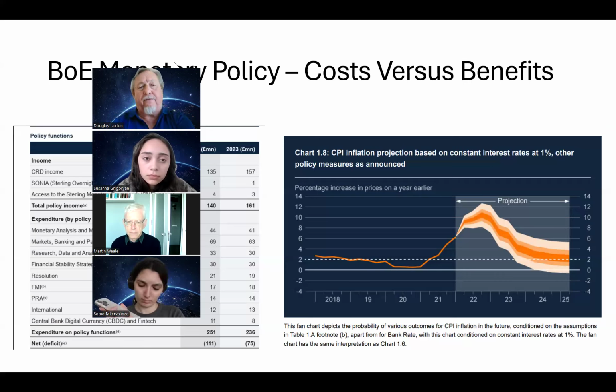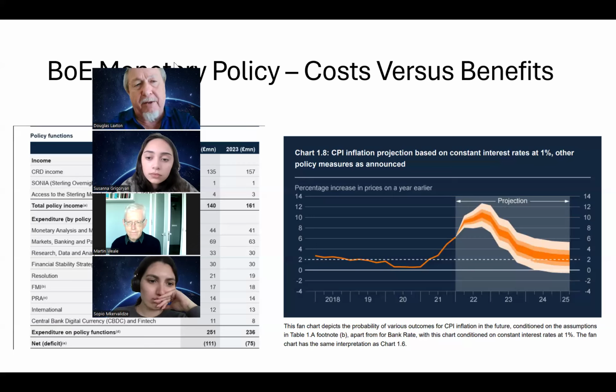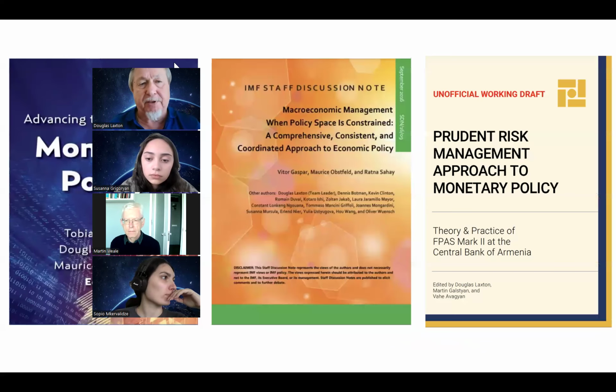I'm going further. I'm saying it's not just a problem with transparency. It's just wrong. It's not consistent with how we explain what monetary policy is, which is a commitment to adjust the interest rate sufficiently aggressively to anchor inflation and inflation expectations.